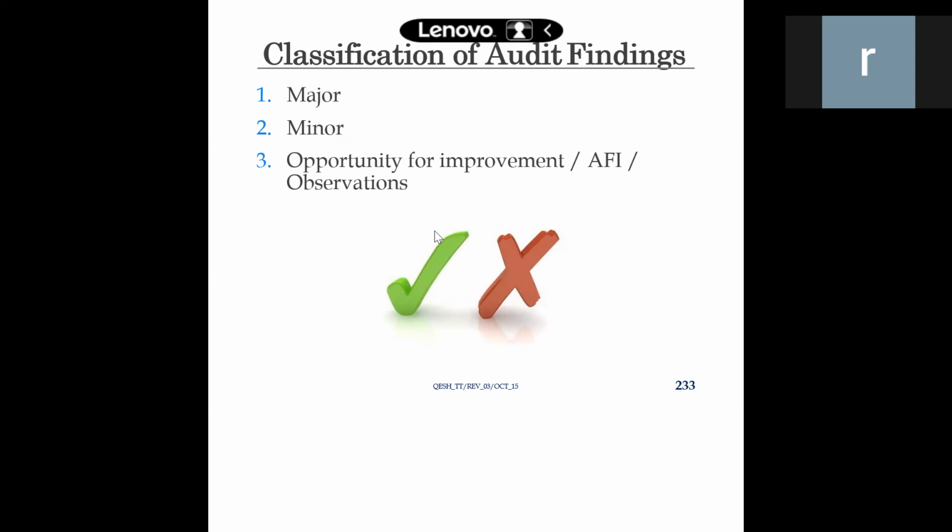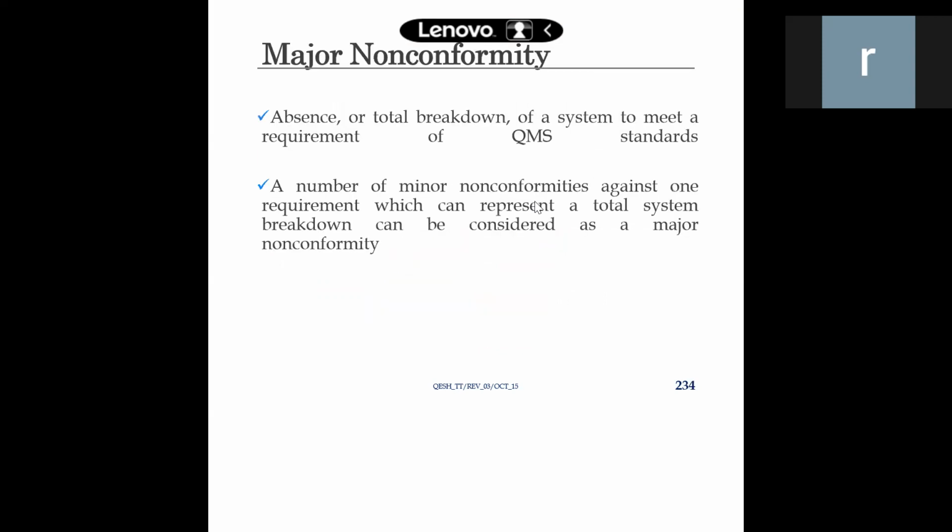There will be audit findings classification. They go for major, minor, and opportunity for improvement observations. So what is a major non-conformity? It means a total breakdown of a system to meet the requirements of the QMS standard. A number of minor non-conformities against one requirement, which can represent a total system breakdown, can be considered a major non-conformity.